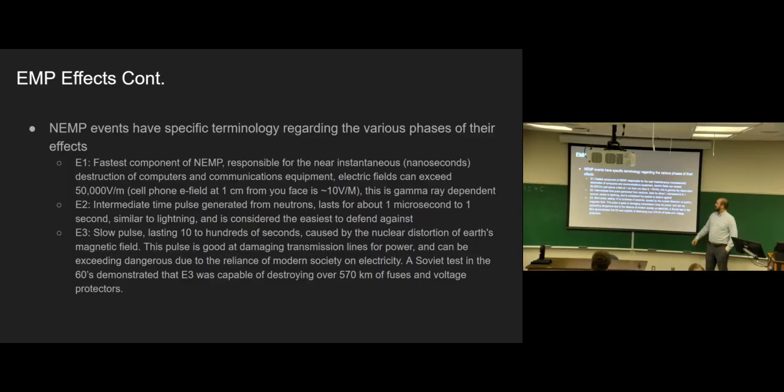And it does. There was a Soviet test in the 60s that was trying to demonstrate this. They did this over a population center, by the way, their own people. That's good. Yeah, don't worry, we've done that too, but not as much. And basically, they demonstrated that these E3 pulses were capable of destroying 570 kilometers of fuses and voltage protectors all at once. They thought this experiment was to see how much it would destroy. And they're like, yeah, it would never get this far, it just destroyed everything. They're like, should have done more wire, right? It happens.